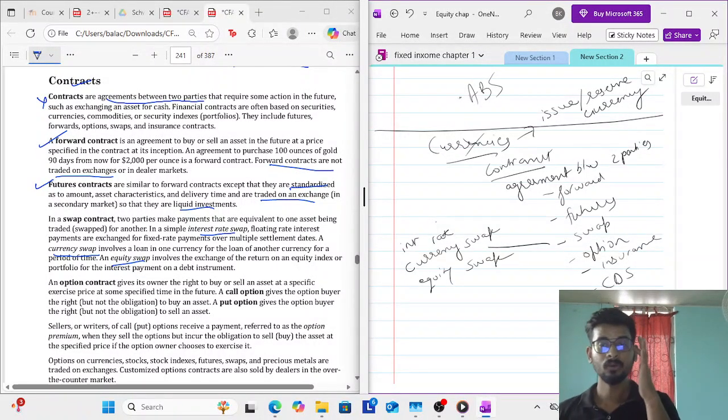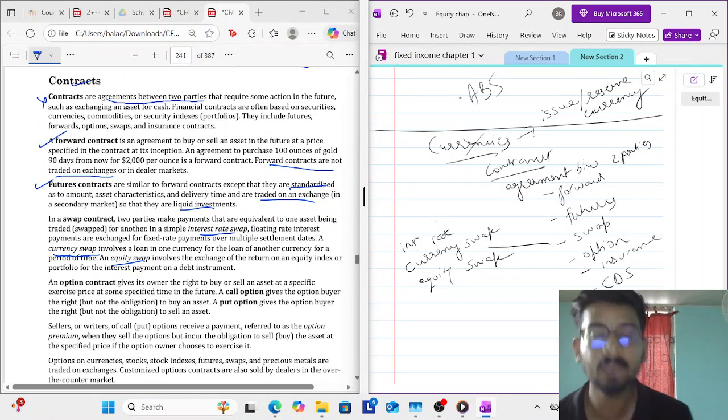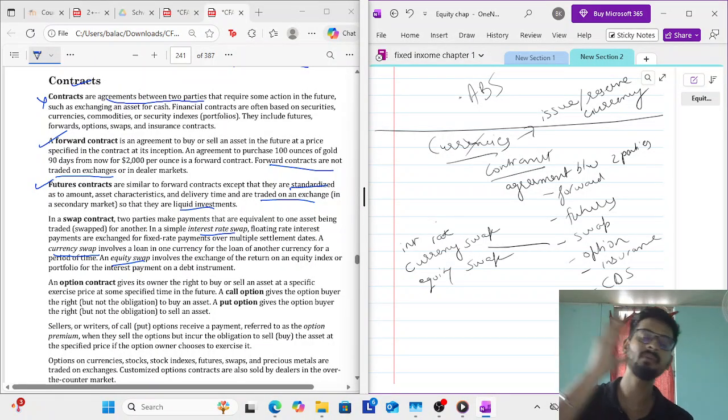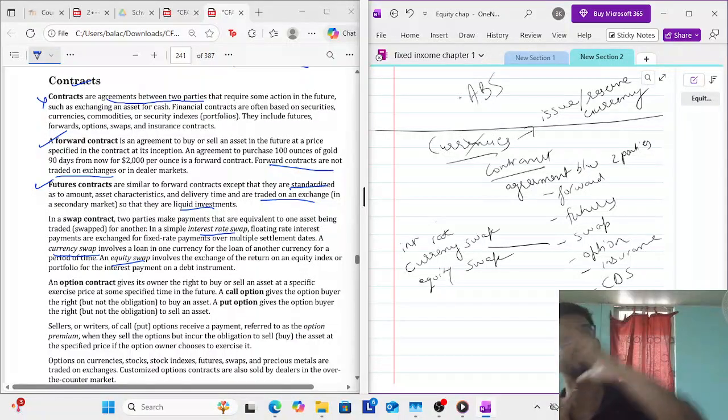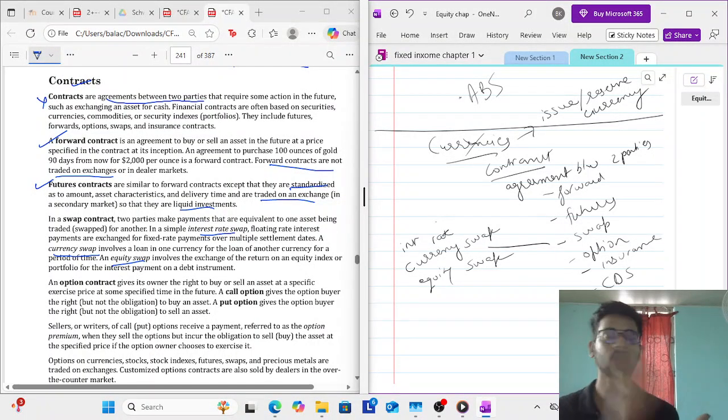Okay, now we are talking about options. So forwards are not traded on exchange, futures are traded on exchange. Swap means two parties are coming and they will be transacting with each other according to their condition. If it's an interest rate swap, one guy will be giving fixed and one guy will be giving a variable interest rate. Talking about the currency swap, one guy will be giving one currency and the other guy will be giving another currency as a loan. So like dollar, I will give you INR, you give me dollar as a loan.